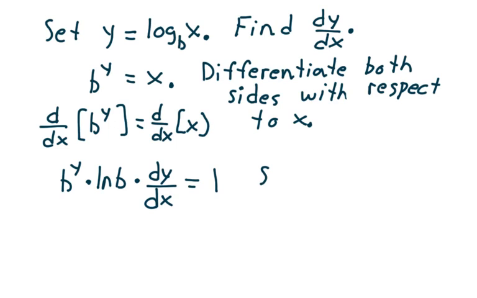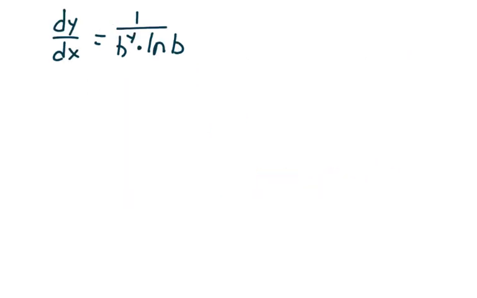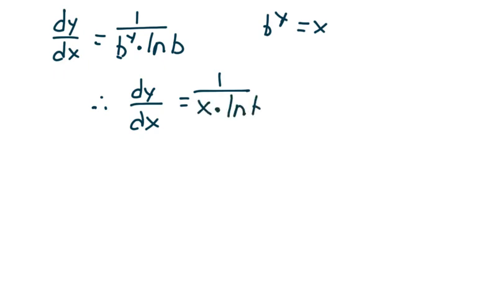Now, solve for dy dx. And what that says is dy dx is 1 over b to the y times natural log of b. So I just divided both sides by b to the y natural log of b. But remember, b to the y is equal to x. And so therefore, dy dx is 1 over x times ln of b.